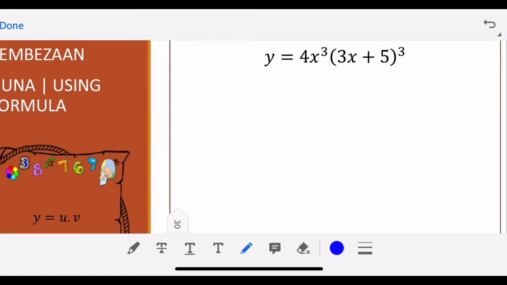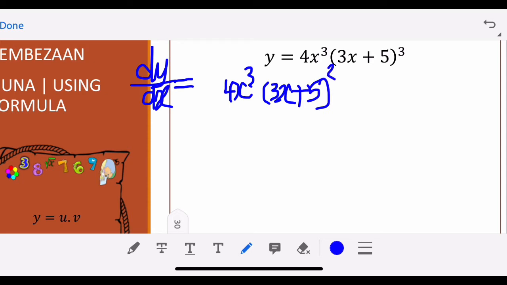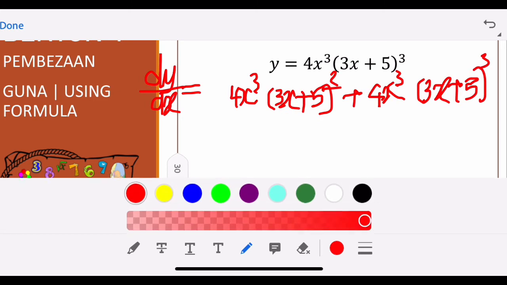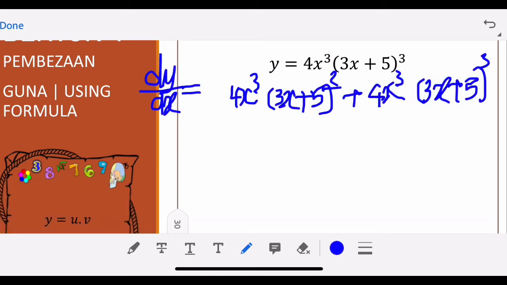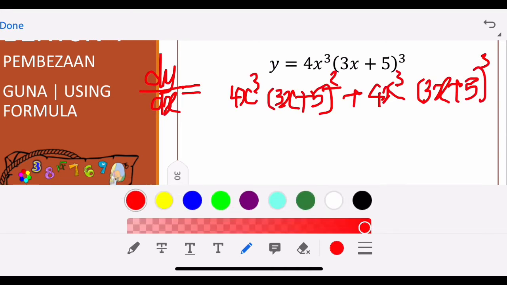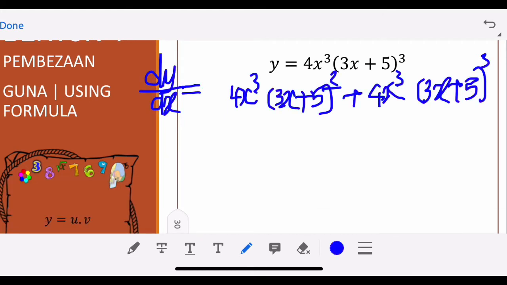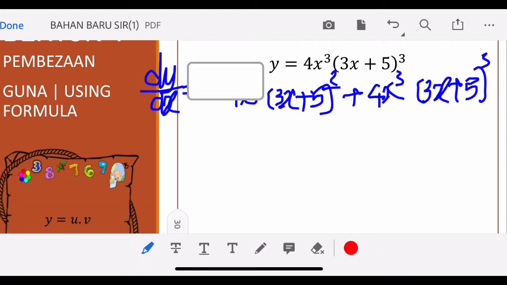Okay, I'm going to write dy dx is equal to, let me copy down 4x cubed, then 3x plus 5 to the power of 3, then plus 4x cubed, then this one is 3x plus 5 power 3. You just copy down, okay? Then you just apply the formula that I teach you. The formula that I teach you is DOOD. Okay, let me show you. So now I'm going to differentiate DOOD.